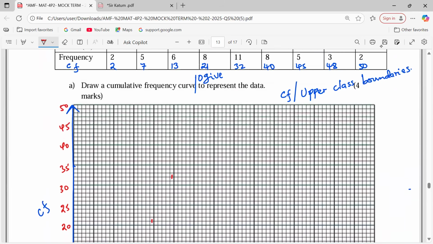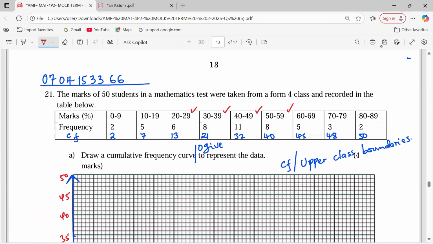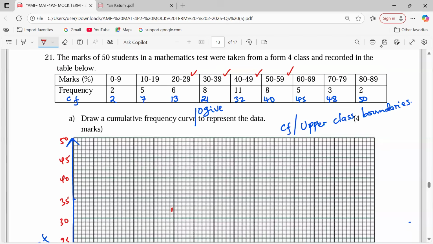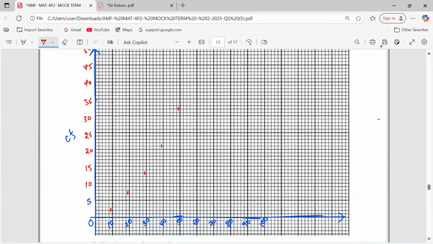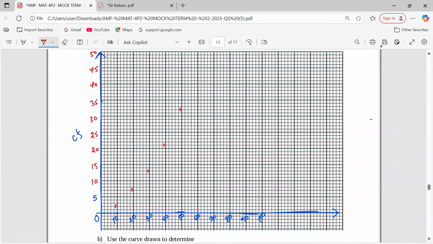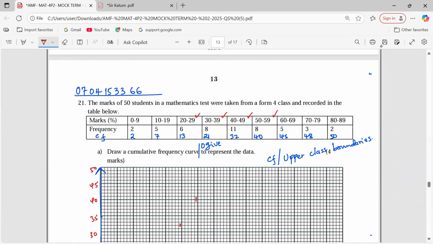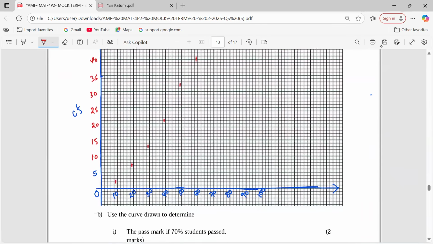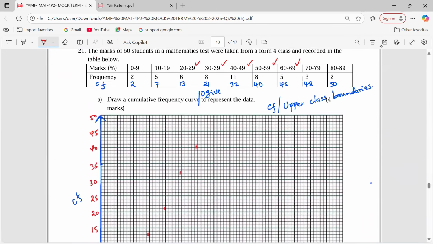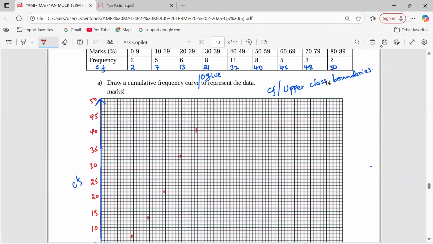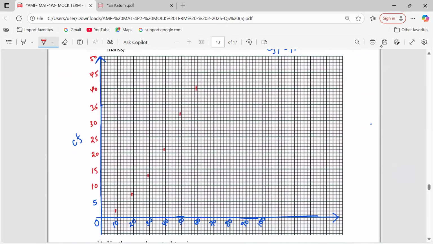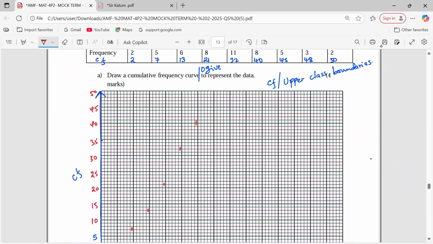The next is 59.5 against 40, so exactly 40. That's the point. We can proceed to 69.5 against 45. So 69.5 against 45. That shall be here.